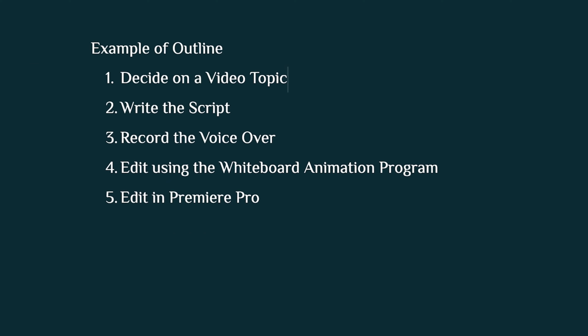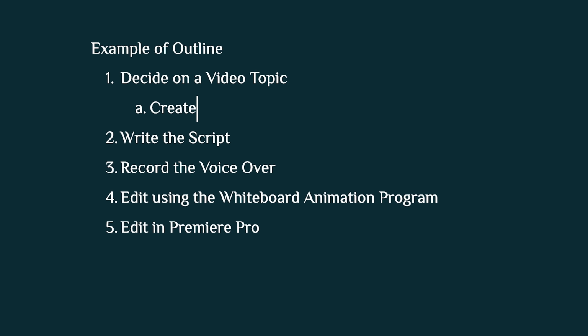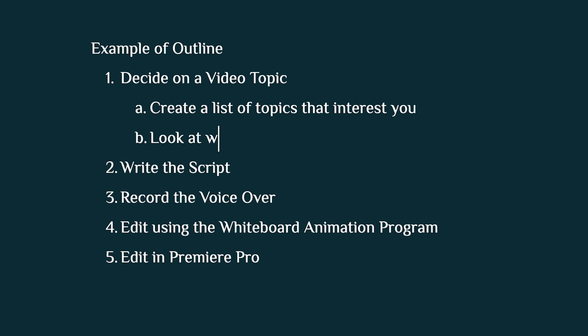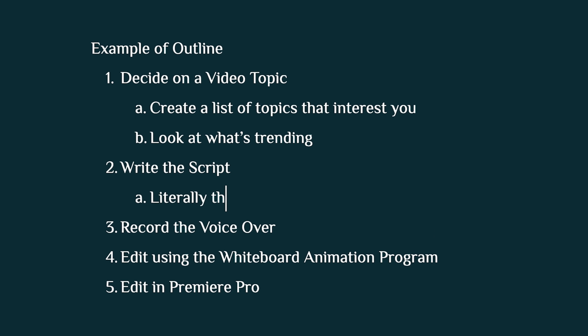This list is essentially all you really need for an outline. However, you could expand on that outline and create even more subheaders for each mini objective. For instance, number 1, decide on a video topic. Subtask A, create a list of topics that interest you. Subtask B, look at what's trending. Number 2, write the script. Subtask A, literally it's the lessons of this class, so you can follow those for the subtasks.